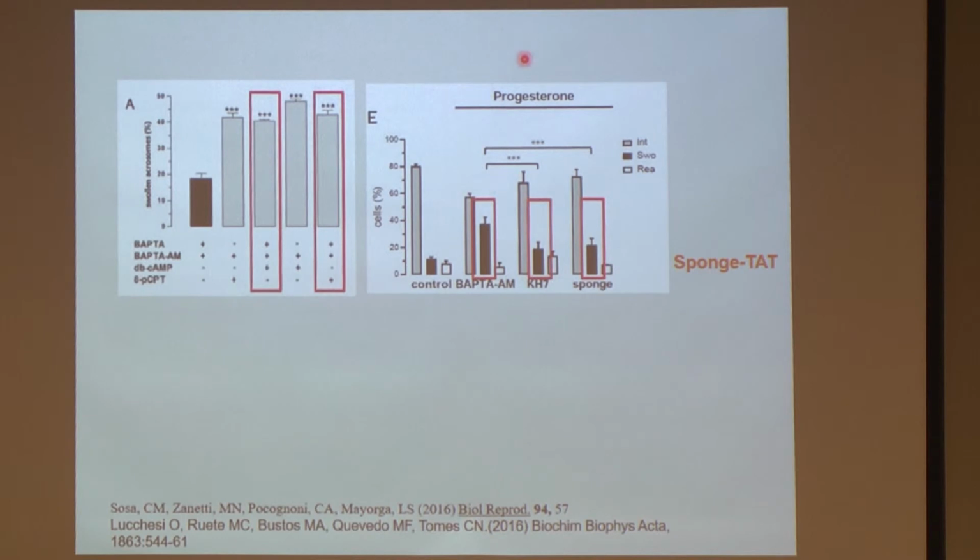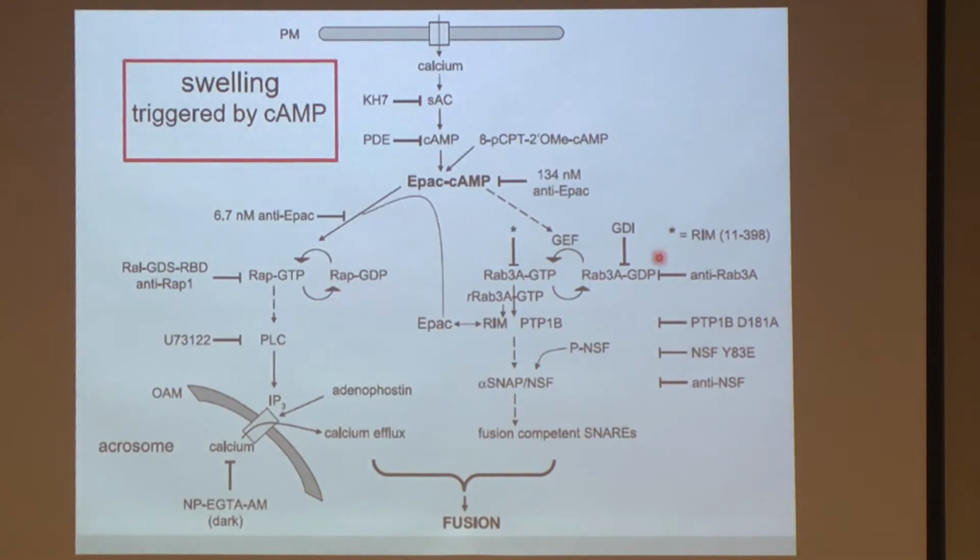In non-permeabilized cells, if we induce swelling with progesterone, we observe that we block swelling with some drug that inhibits the production of cyclic AMP, or if we use this sponge, which has a CPP. That's why we can use it in non-permeabilized sperm. So we think that swelling is triggered by an increase of cyclic AMP.